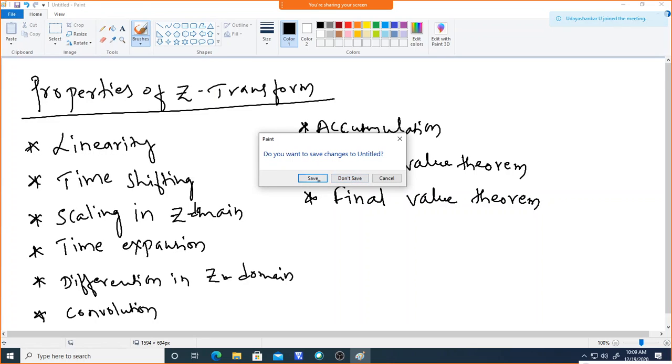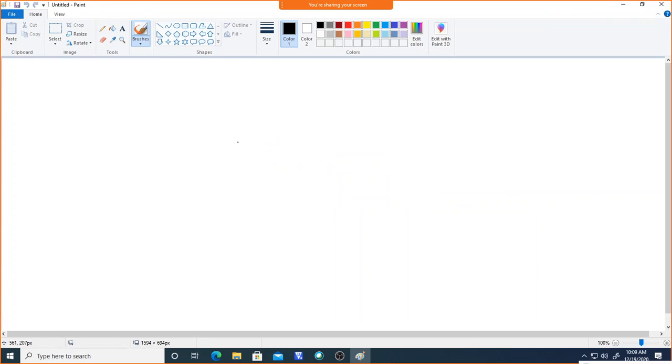So now we will come to the first property, which is called the linearity property. The first one is linearity. So what is meant by linearity?